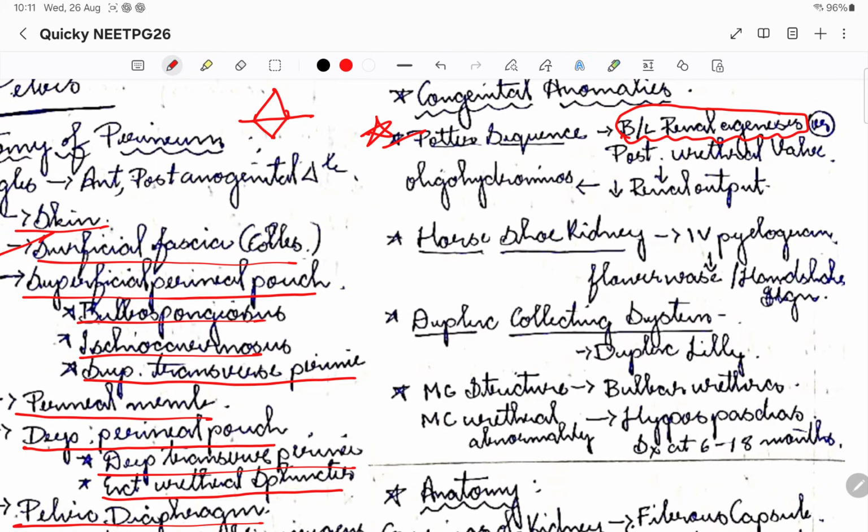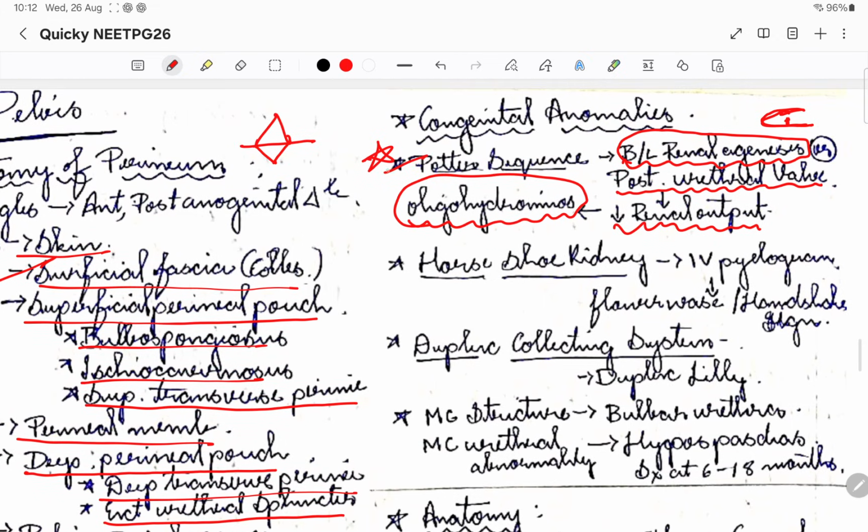Or else what happens is there is a posterior urethral valve. In the urethra, if there is a valve in the posterior part of it, it will lead to reduced renal output. All the urine that is being formed will not come out at all. Please remember, it is the urine that forms the amniotic fluid. If there is no amniotic fluid, it will lead to oligohydramnios, right? We'll discuss more about it in obstetrics, but please remember, if there is no amniotic fluid, it is going to lead to oligohydramnios. So this is how the Potter's sequence will be.